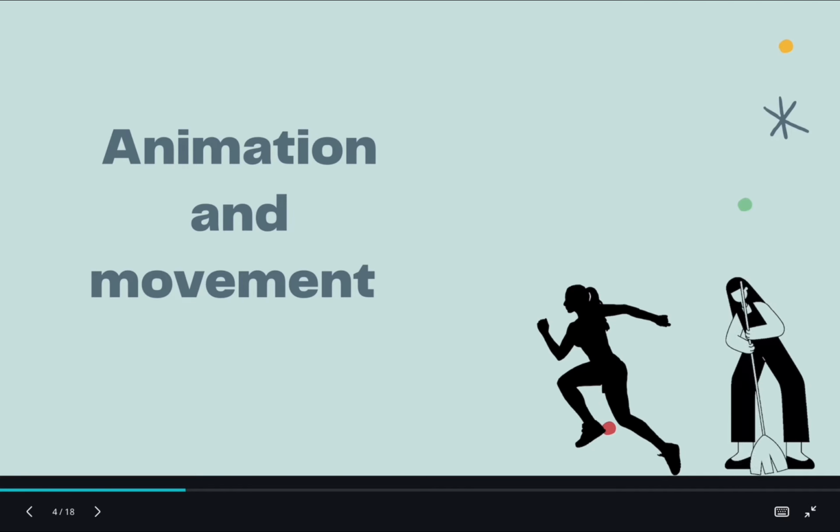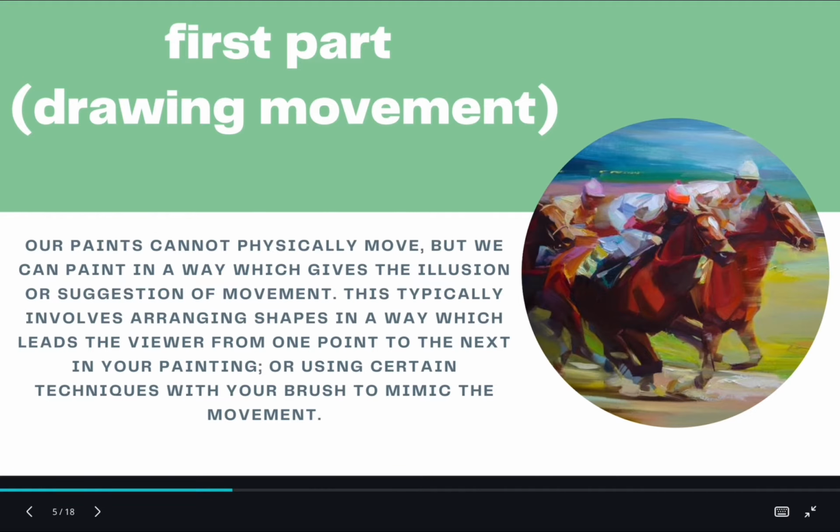So today's topic is animation and movement. What does it mean and how do we depict it in art? First part, drawing movement. Our painting cannot physically move, but we can paint in a way which gives the illusion or suggestion of movement, just like the painting we saw at the beginning of the class.